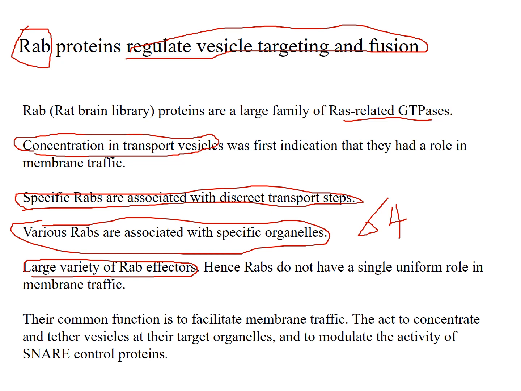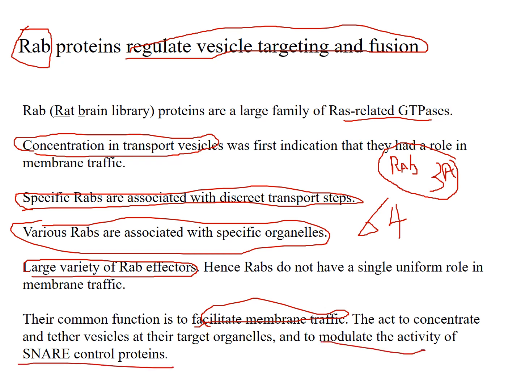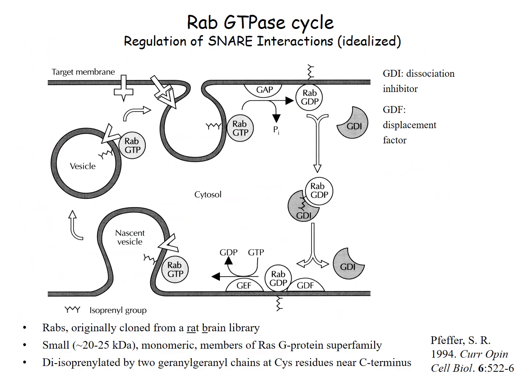Okay. If you're a neurobiologist, RAB3A is the RAB involved in exocytosis of neurotransmitters. So when they found those secretory granules in fusion, they found RAB3A. They are thought to be the molecular switches that turn on and facilitate membrane trafficking, and they are thought to modulate the snares, binding and twisting and bringing the membranes together. So here is the RAB GTPase cycle. So here's our T and V snare.